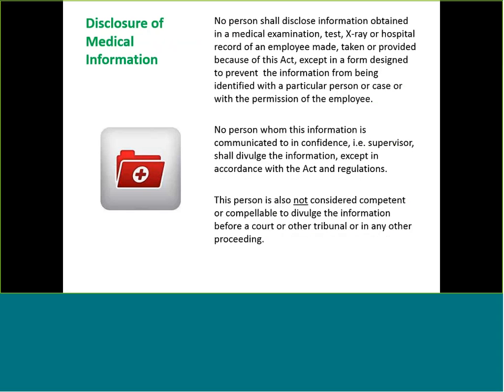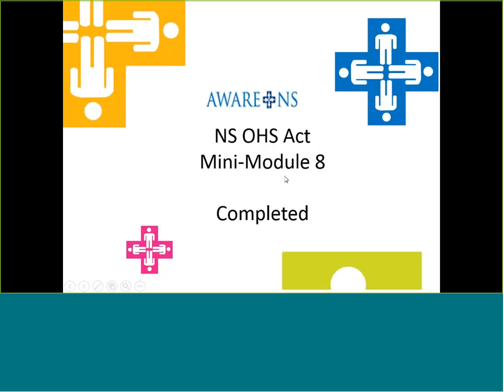No person to whom this information is communicated in confidence, for example a supervisor, shall divulge the information except in accordance with the Act or the regulations. This person is also not considered competent or compellable to divulge the information before a court or other tribunal in any proceeding. So that is the section on chemical safety.